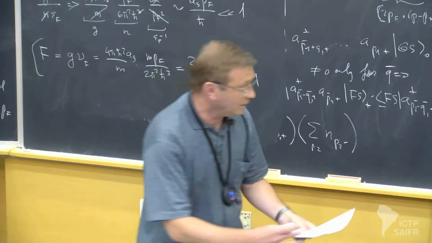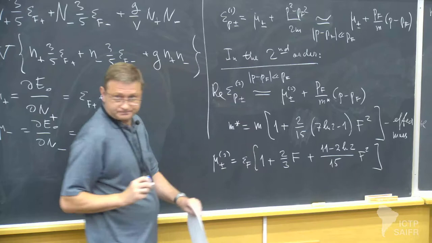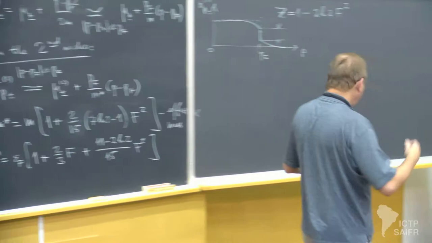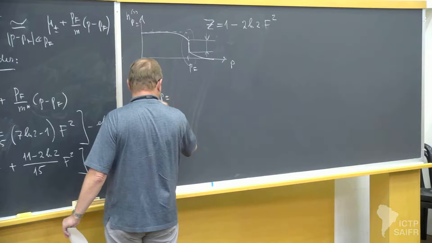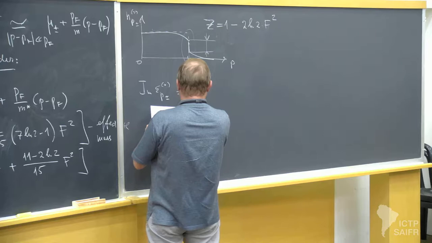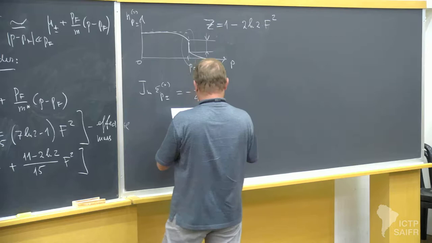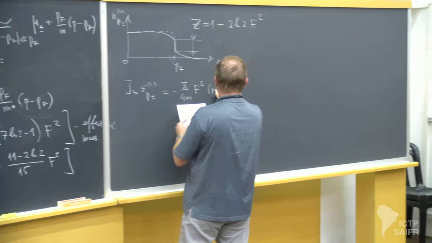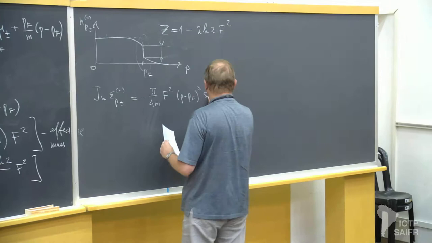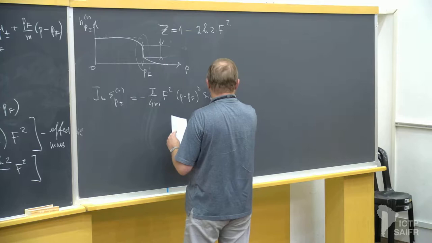This is actually the real part. In second order, you get decays. That's what we discuss here. The imaginary part of epsilon p plus or minus in the second order is minus pi over 4m, then you have this f squared, and you have p minus pf squared, and for some reason signum of p minus pf. So these things you can, at the moment, ignore.